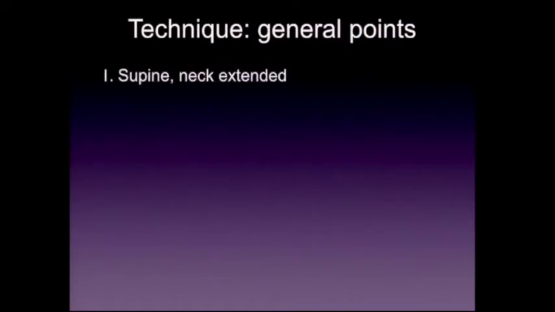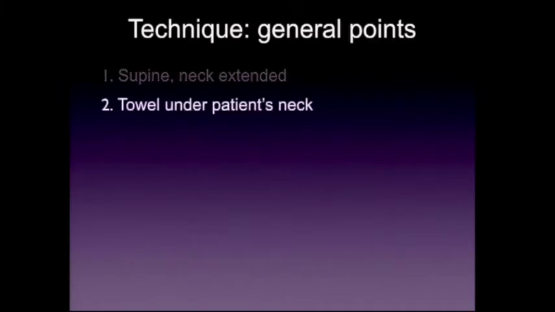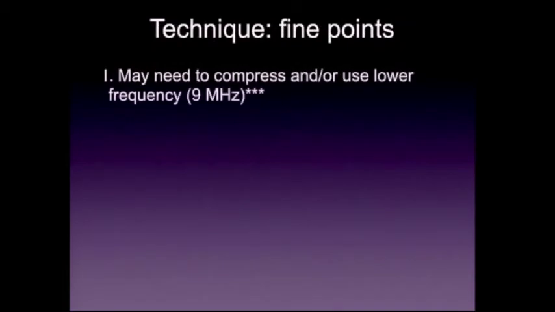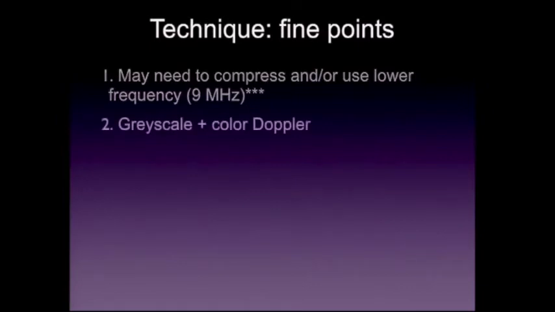Like for scanning anything in the neck, we have the patient supine with his or her neck extended. It's helpful to put a rolled towel underneath to make them comfortable. We use a high-frequency linear array, 10 megahertz or greater, with a caveat that I'll talk about shortly. You may need sometimes to compress or use a lower frequency, 9 megahertz or sometimes less, to see the parathyroid glands, and I'll show you that in a clip. It seems odd to say that you ever have to compress the neck to look at anything, like you have to with the appendix, but it sometimes is true.